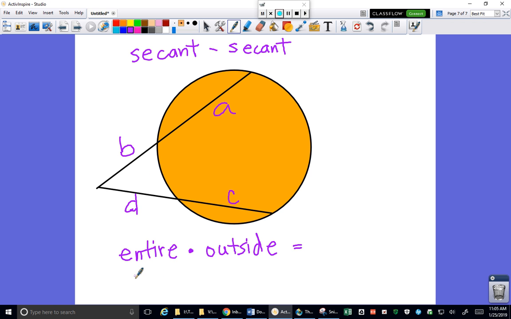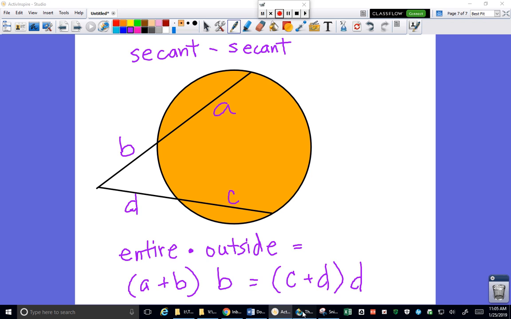So if I were going to do that mathematically, that would be A plus B, the entire length of this top secant, times the outside, which is just B, the part outside of the circle. That equals the entire length of the other secant, C plus D, times its outside length. So the entire thing times the outside is equal to the entire thing times the outside.